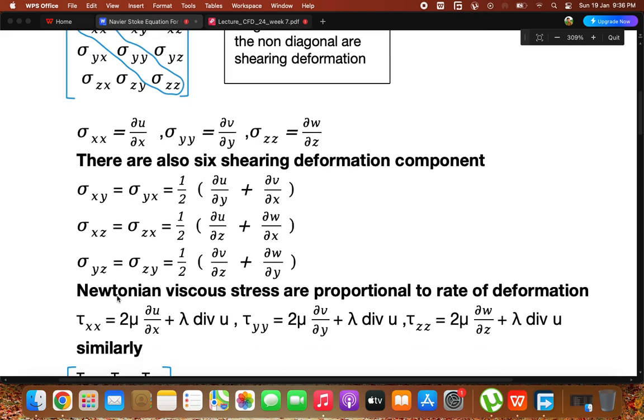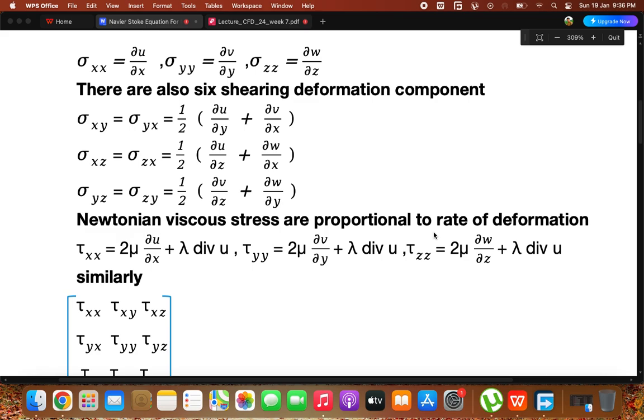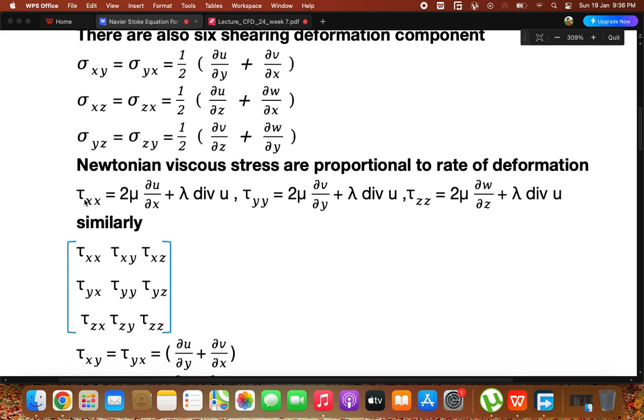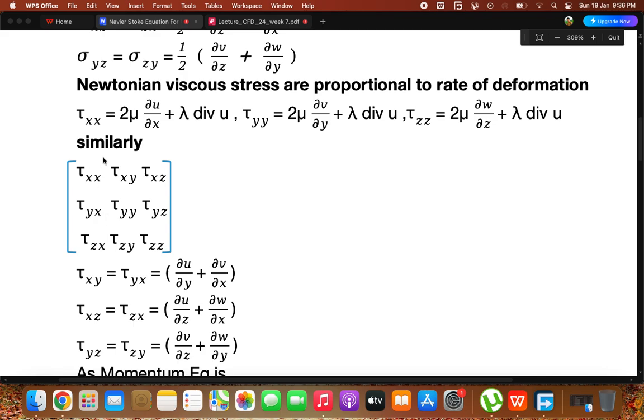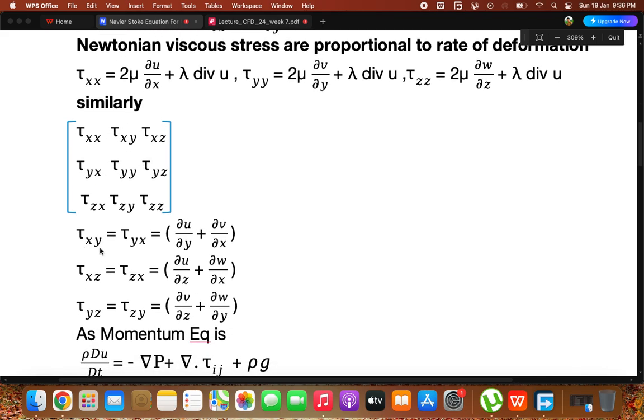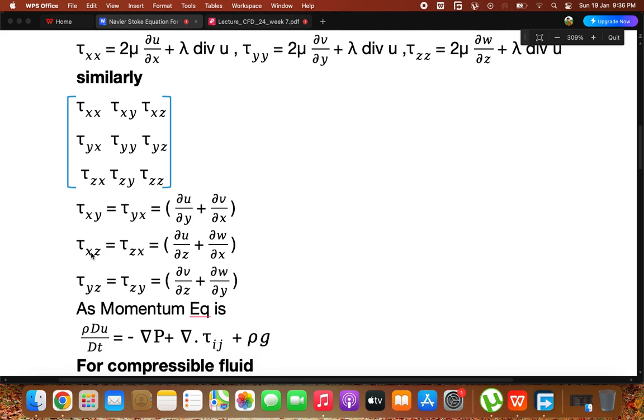For a Newtonian fluid, stress is directly proportional to the rate of deformation. Tau xx we can write, similarly tau yy, similarly we can take the stress tensor matrix. We can write tau xy, which is equal to tau yx. Similarly, tau xz is equal to tau zx.